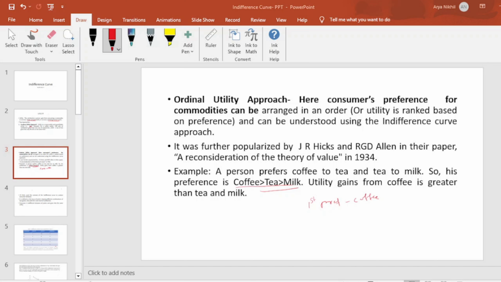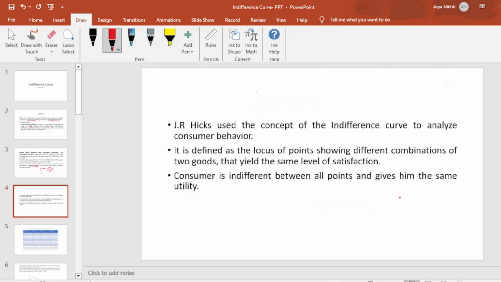As a coffee lover, my first preference is coffee. If these three beverages are available, coffee, tea and milk, I opt for coffee over tea and milk. Utility gained from coffee is greater than from tea and milk. So my first preference is coffee, second preference is tea and third preference is milk. So I can rank them first, second, third, but I cannot say I got this many utils from coffee, tea or milk. I can just arrange them in an order based on my preference.